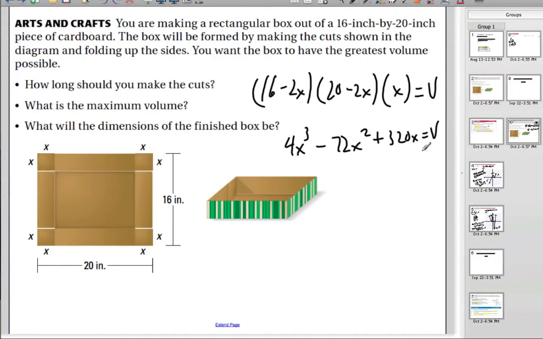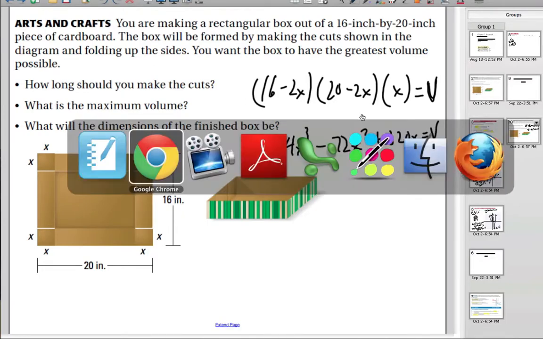Now I could go through and find solutions for all this, but I really don't want solutions. My solutions are 8 and 10. I know that now because 8, 10, and 0 could all be solutions. But remember, that's not really what we want, right? That's what makes the volume equal 0. We don't want the volume to equal 0. We want to find the maximum. So what we're looking for is a local maximum.